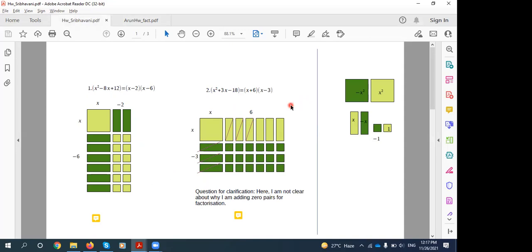Does this answer your question, Sri Bhavani? Yes, Swati, but I couldn't. And if children ask the same question to me, it means I'm not clear about why exactly we are adding zero pairs. Okay, so let me see if this will make more sense.